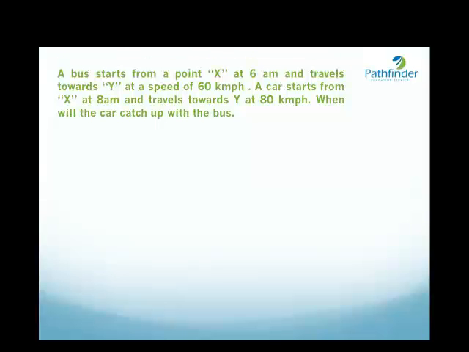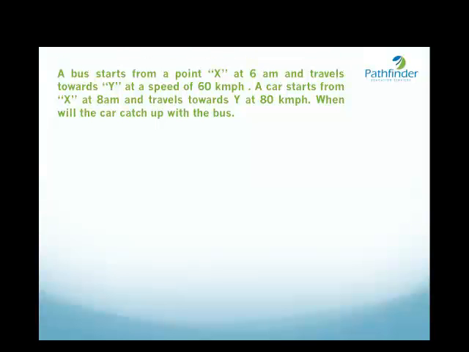Let us look at the first question based on relative speed. A bus starts from point X at 6 am and travels towards point Y at a speed of 60 km per hour. A car starts from X at 8 am and travels towards Y at 80 km per hour. When will the car catch up with the bus?